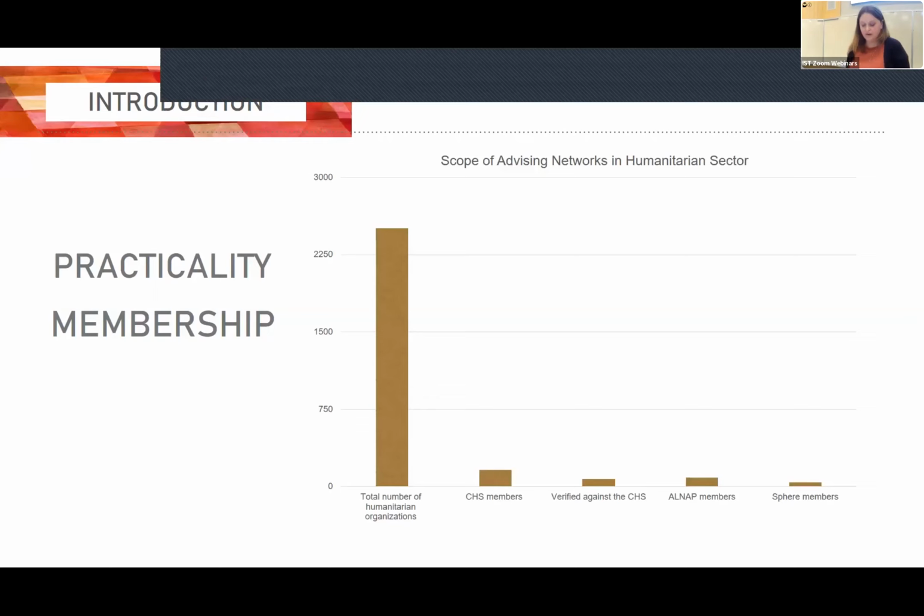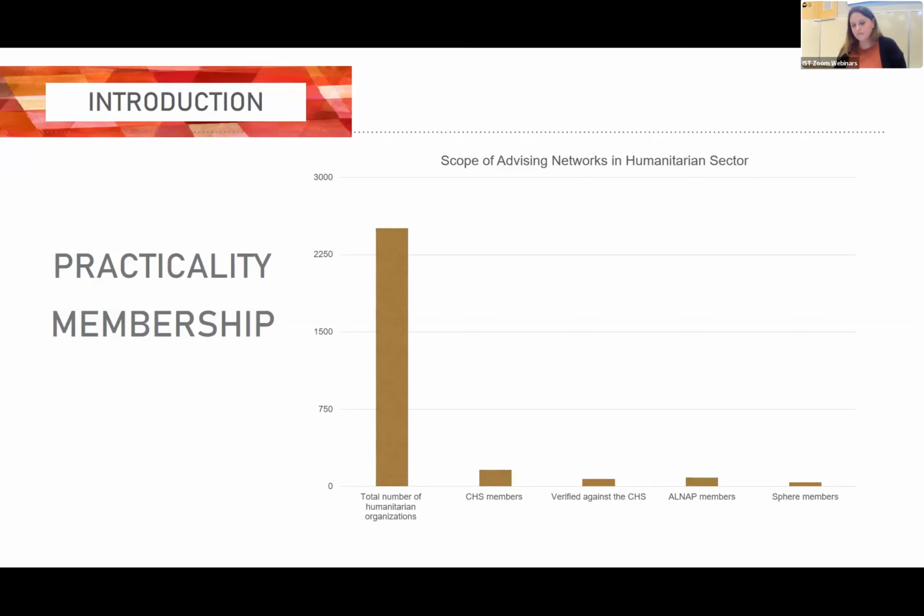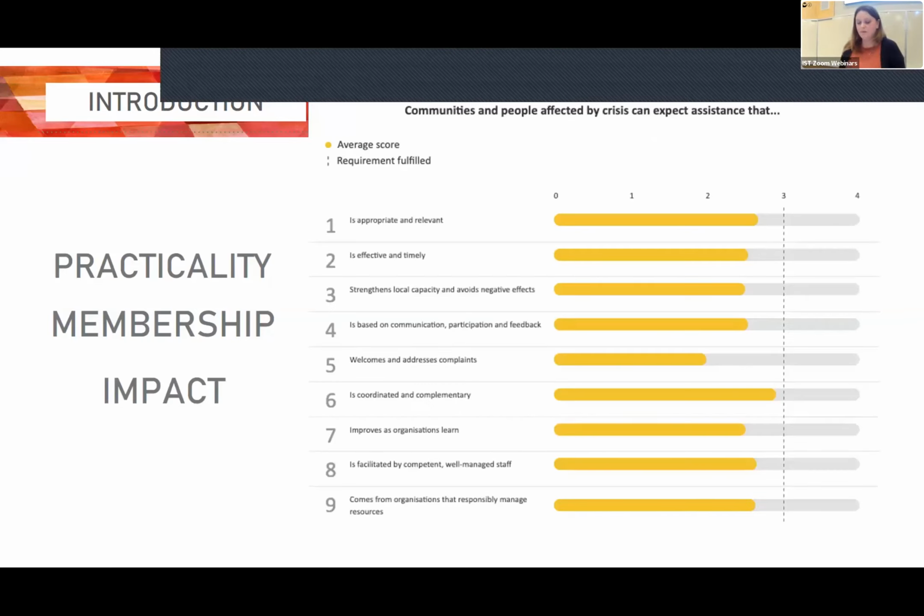Membership to these networks is voluntary, and there is no regulation within the sector. Overall, there are approximately over 2,000 humanitarian organizations globally, and a very small number of them are actually members of one of these networks. The impact of networks and their standards on humanitarian performance has also not been formally assessed. On the website of the CHS, where they have scored their members on how they've achieved these commitments, not one of their standards has achieved the fulfillment threshold.